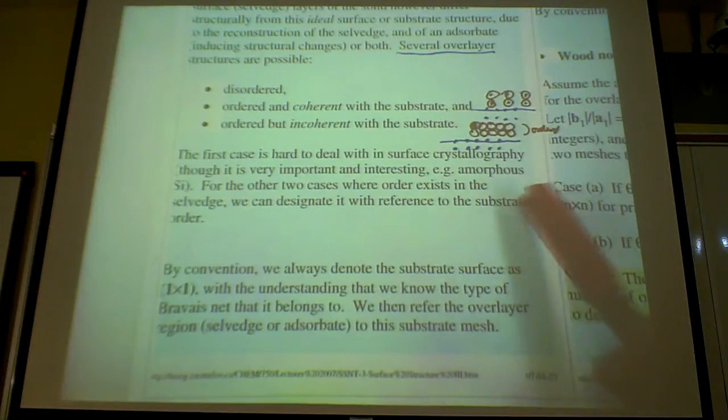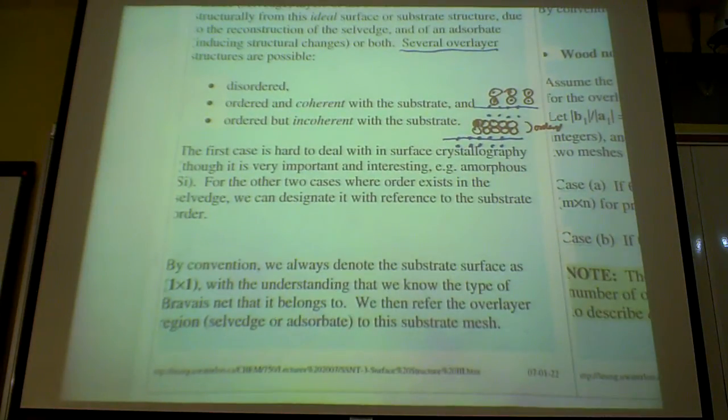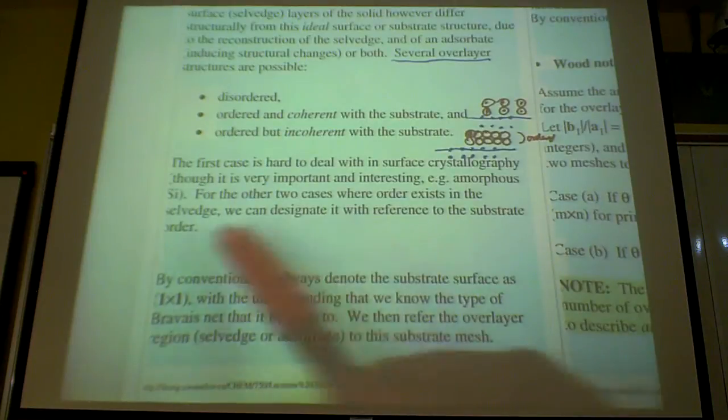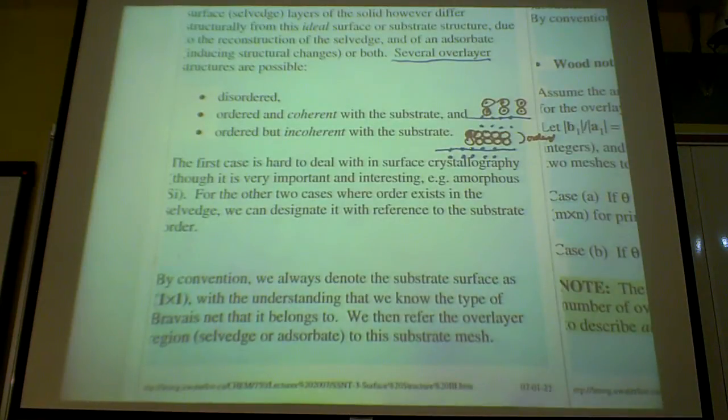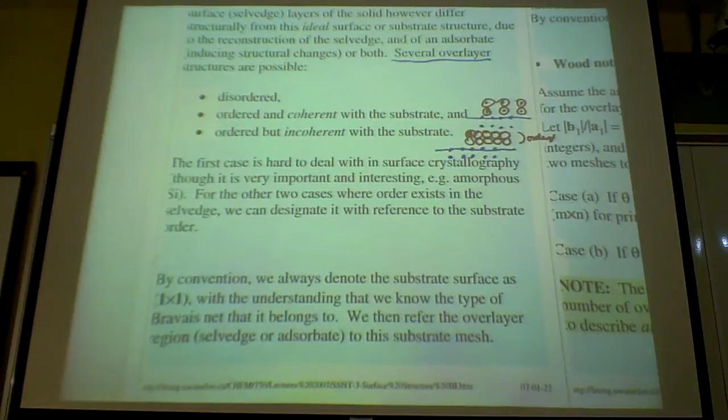It's interesting because we are talking about amorphous, but hard to do. The other two cases, we can reference these, right? We can use our substrate grid as our reference, and then we can identify them or classify them with reference to this substrate grid. And so I'll tell you a little bit how we can do this.